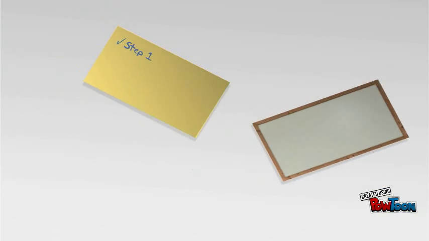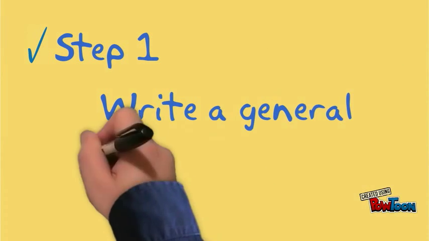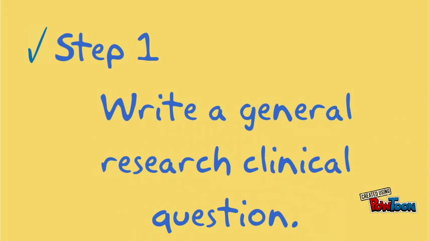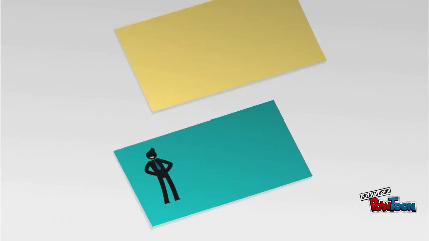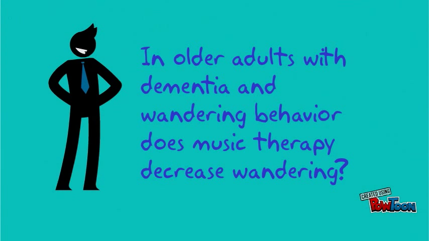How do I write a PICOt question? Step 1. Create a general question that you want to study based on a specific scenario you have experienced as a healthcare professional or even as a student. For example, in older adults with wandering behaviors or pacing, is music therapy an effective modality for decreasing the wandering and pacing behaviors?